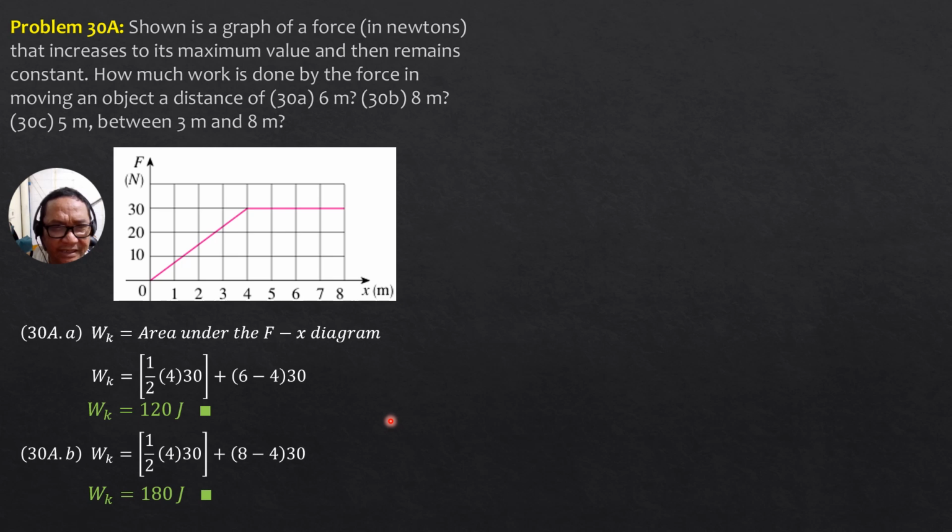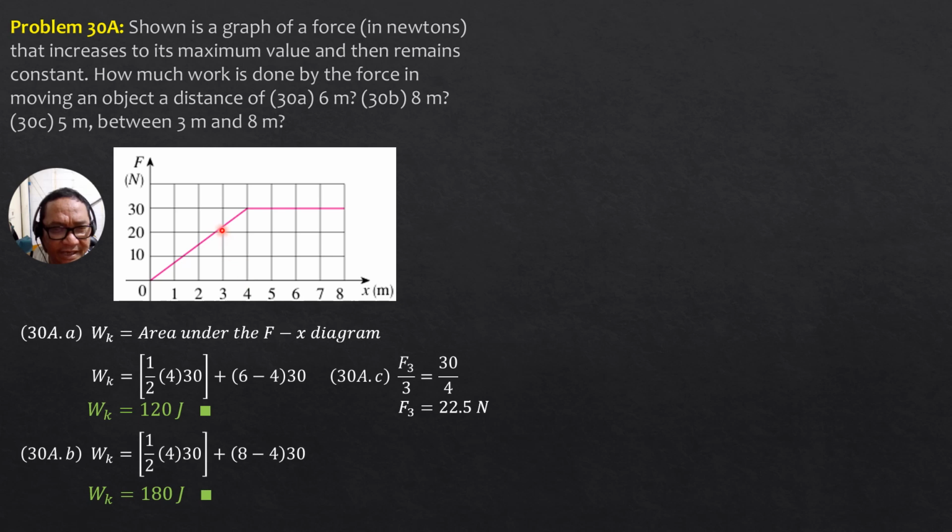For part C, a distance of 5 meters between 3 and 8. So we have to compute the corresponding value when x is 3 meters. I'll call that F3. So by similar triangles, F3 is to 3 as 30 is to 4. So F3 over 3 equals 30 over 4. So F3 is 22.5 newtons.